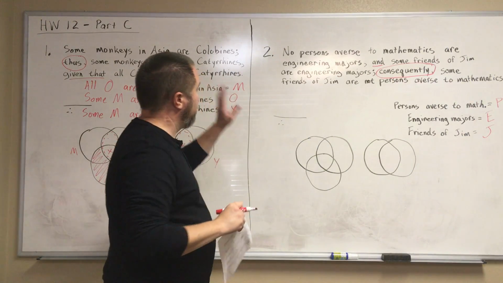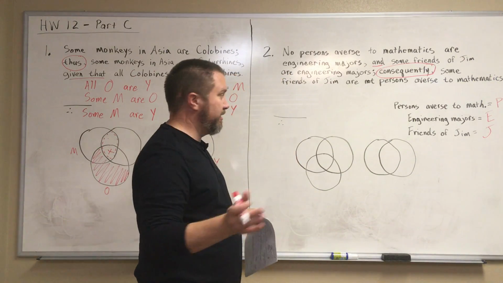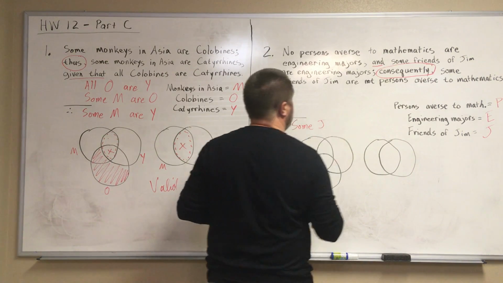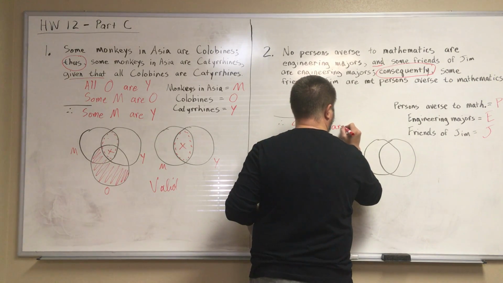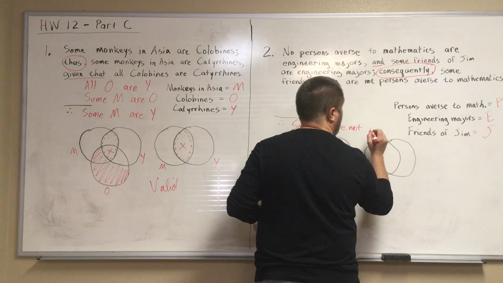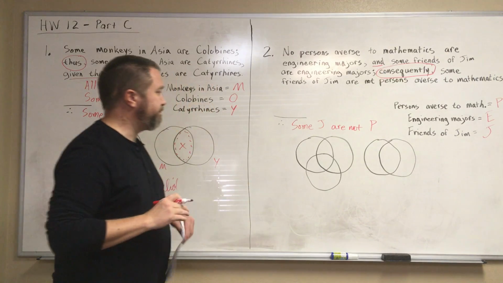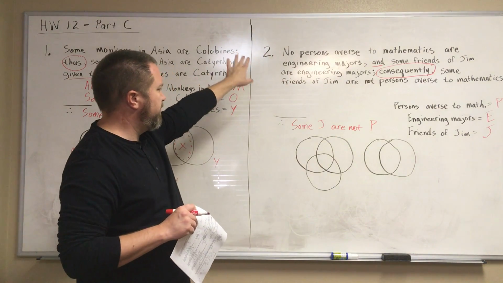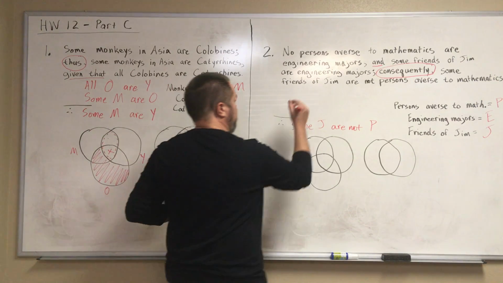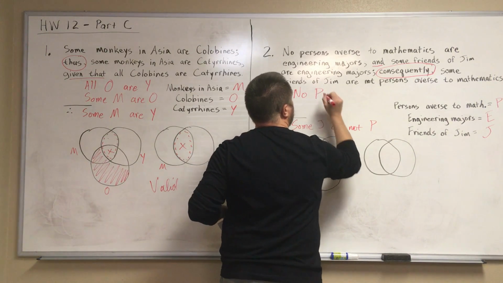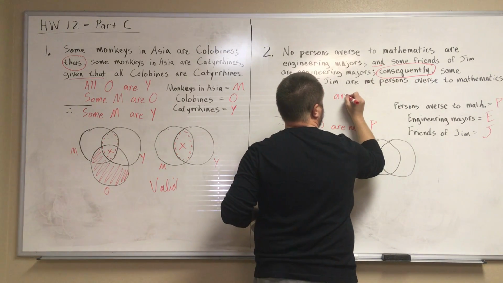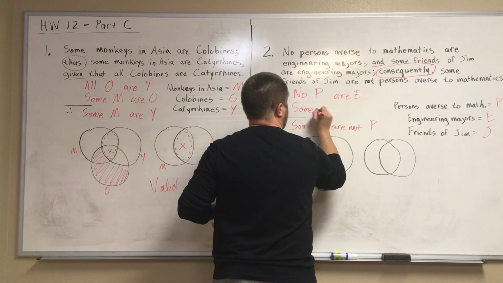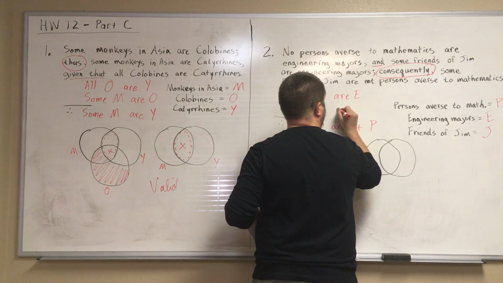Again, we have the conclusion on the bottom, so fill in the conclusion first: some friends of Jim, J, are not persons averse to mathematics, P. P is going to be our major term, so the premise with P in it goes on top: no P are E. Then fill in the second premise: some friends of Jim, J, are engineering majors.